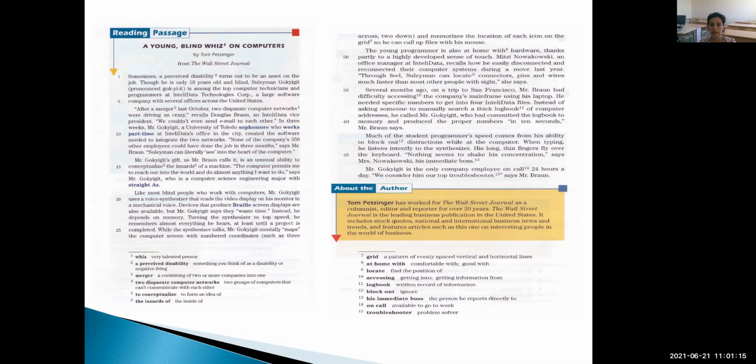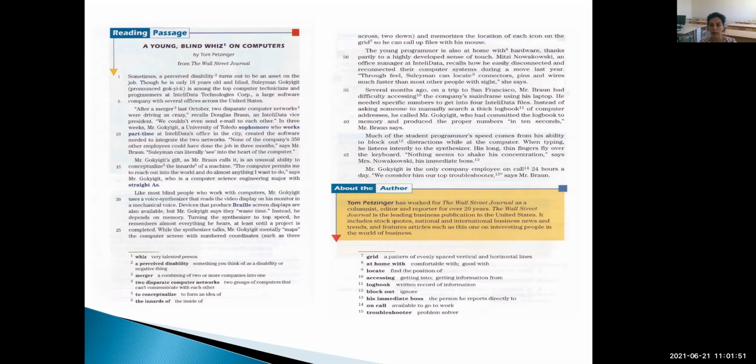Brown had difficulty accessing the company's mainframe using his laptop. He needed specific numbers to get into 4 Teledata files. Instead of asking someone to manually search a Ziploc book of computer addresses, he called Gokit, who had committed the log to memory and produced the proper numbers in 10 seconds, Mr. Brown says. Much of the student programmer's speed comes from his ability to block out distractions while at the computer. When typing, he listens intently to the synthesizer.